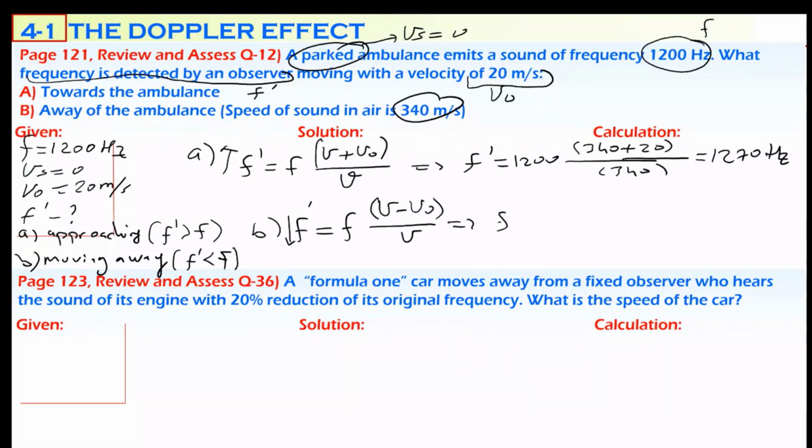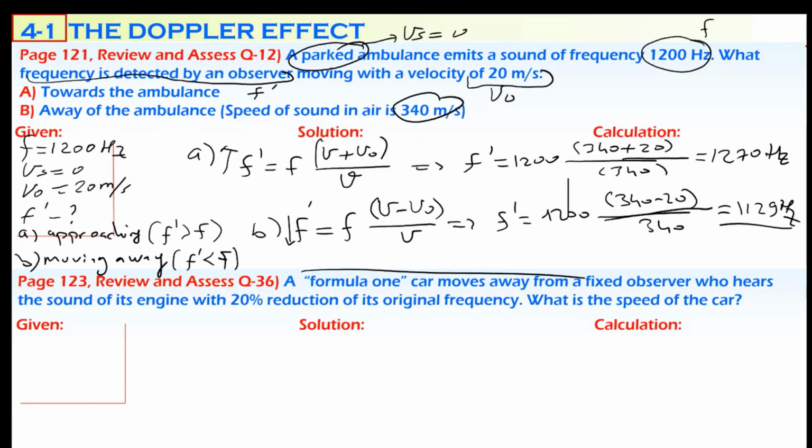So F prime is going to be, this time, 1,200 times 340 minus 20 divided by 340. You do the calculation. The answer is 1,129 hertz. There are three problems in the book about the Doppler effect, and all three of them are in this exam. This one was asked this year, the last one.